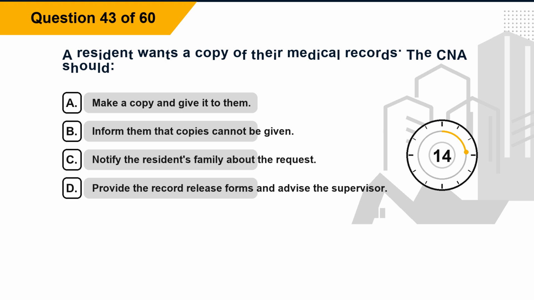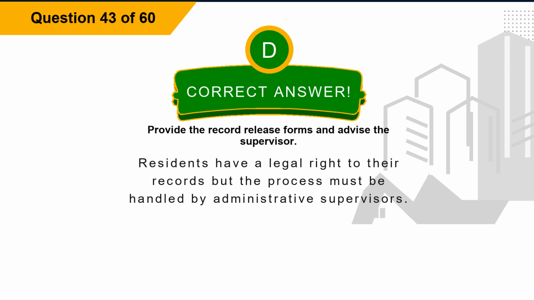Question 43. A resident wants a copy of their medical records. The CNA should: Option A, make a copy and give it to them. Option B, inform them that copies cannot be given. Option C, notify the resident's family about the request. Option D, provide the record release forms and advise the supervisor. The correct answer is option D, provide the record release forms and advise the supervisor. Explanation. Residents have a legal right to their records, but the process must be handled by administrative supervisors.